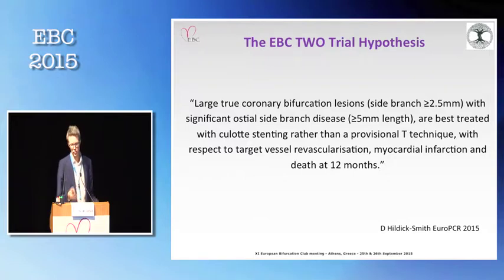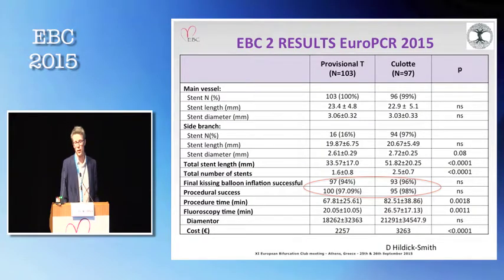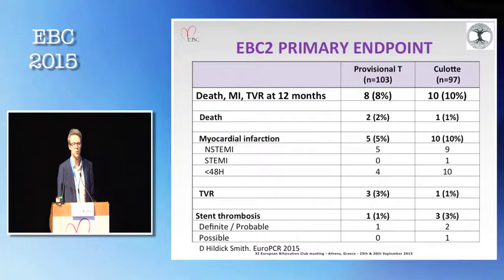And the preliminary result, which David Hildick-Smith, who may even be here, presented, indicated really this was a well-conducted trial, high completion of final KISS. The trial seemed to recruit truly large side branches, 2.72 side branch diameter. And of course, the simple strategy didn't really seem to be any worse. In actual fact, there was no statistical difference in these 2 trials.